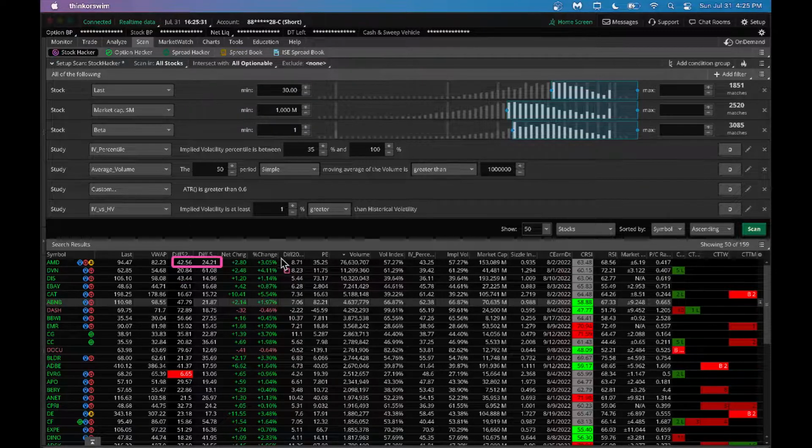As you see here, I got how much it is above or below the 20-day exponential moving average. Right now it's 8% above its 20-day exponential moving average. That tells me it's generally bullish. Price to earnings is 35.